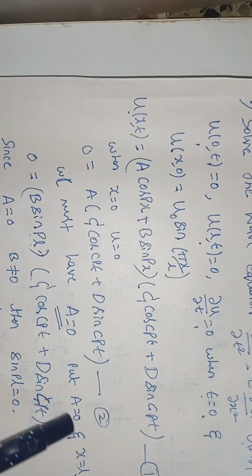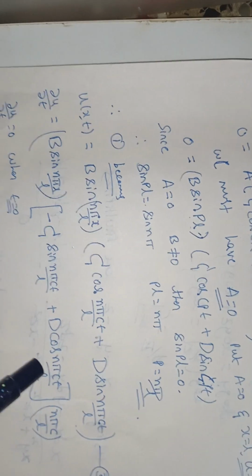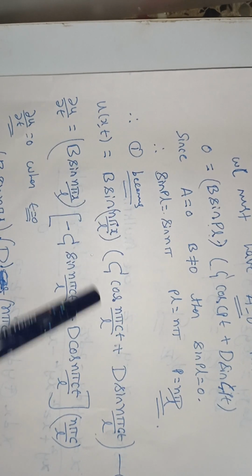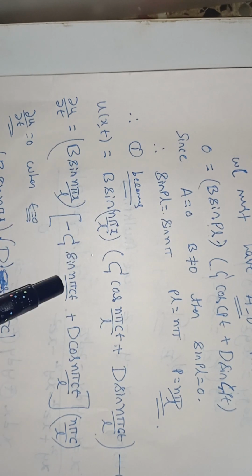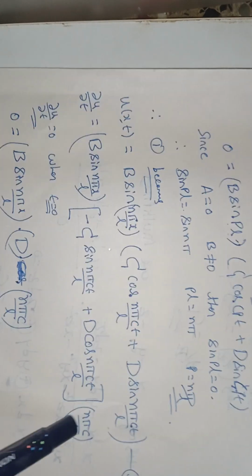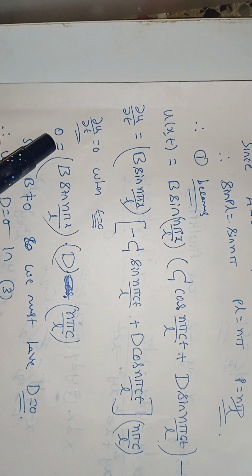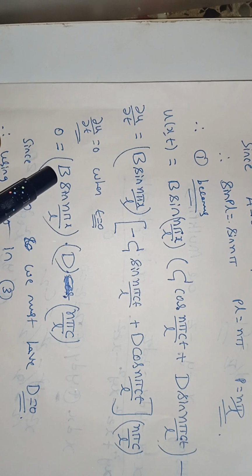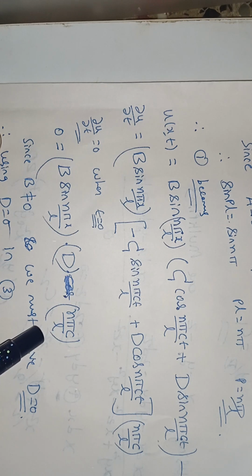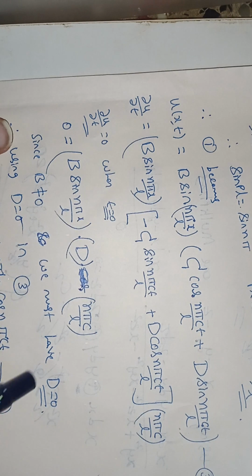And I am using the third condition, that is ∂u/∂t is 0 when t is 0. I am differentiating this u to get ∂u/∂t. So B sin(nπx/l) will be constant, the differentiation of cos is minus sin, and the differentiation of sin is cos, and the constants are the same for both, so they go outside. Using the condition ∂u/∂t = 0 when t = 0, you end up with 0 = B sin(nπx/l) · D · nπc/l. Again, since B cannot be 0, D should be 0.